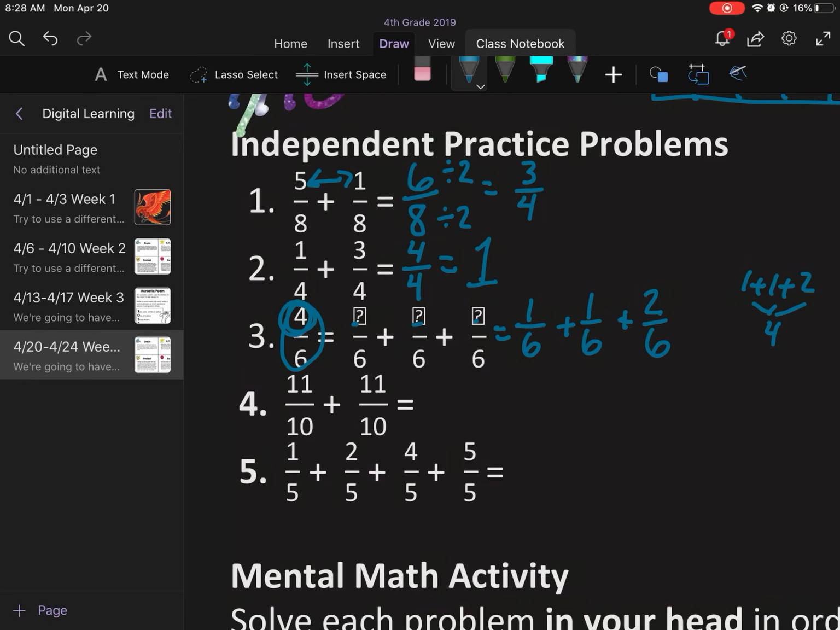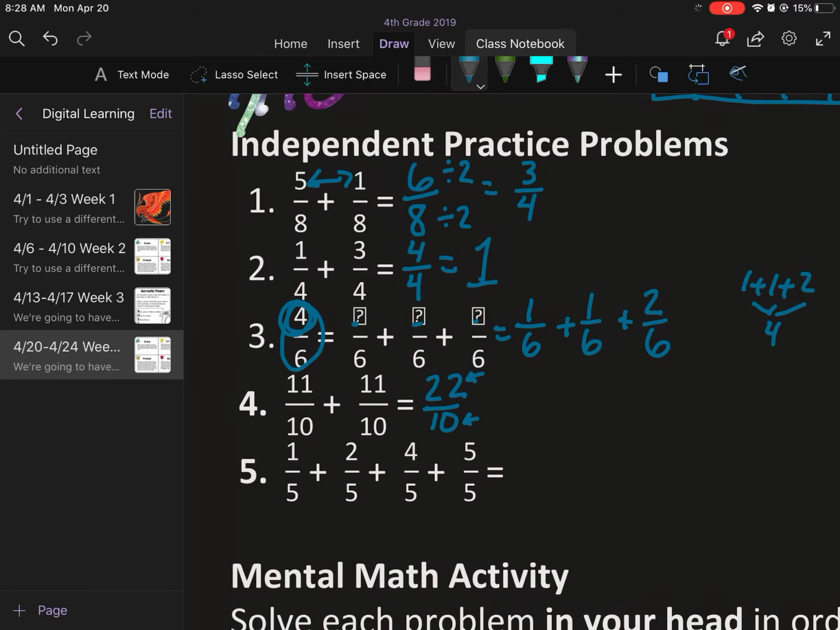For my next one, we have 11/10 plus 11/10, so I add those numerators together. That's 22/10. And now I need to simplify it. But there's 2 ways. This is an improper fraction. That top number is bigger than the bottom number. So I can either make my mixed number now, or I can simplify it. I'm going to make my mixed number first.